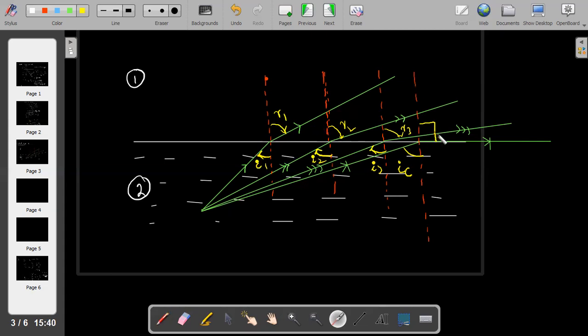समझ में है क्रिटिकल एंगल क्या है? The angle of incidence for which the angle of refraction is 90 degree is known as critical angle. क्लियर? डायग्राम ड्रॉ करो, draw the diagram.